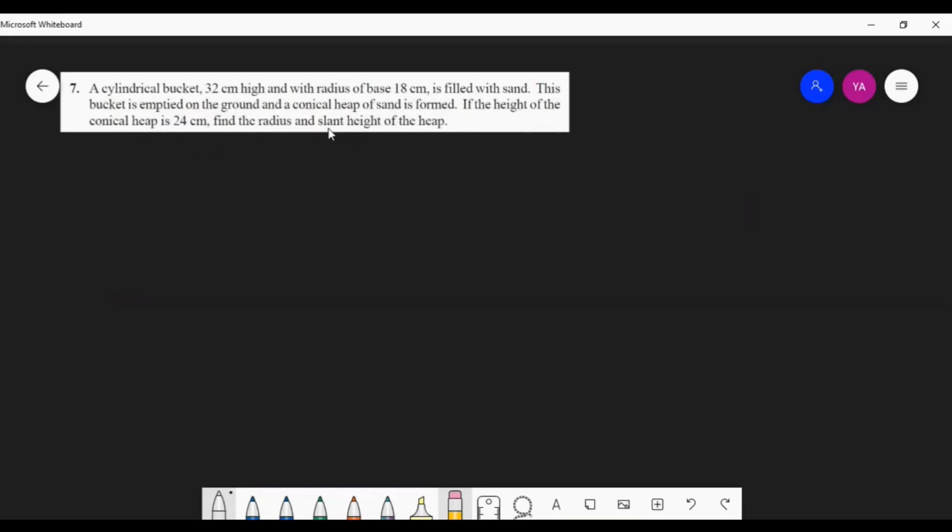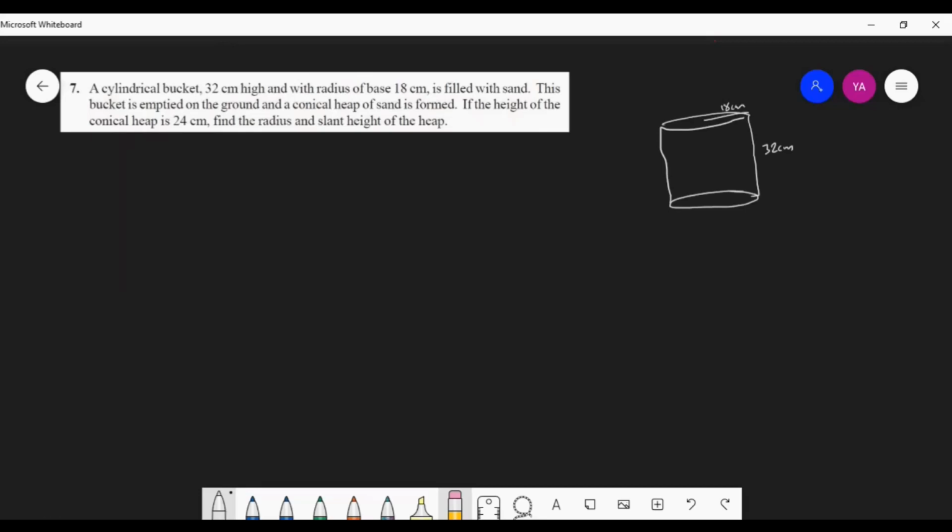Read the question very well, then draw some rough figures. It is told that a cylindrical bucket, a bucket in the shape of a cylinder, is full of sand. Its dimensions are given. So you can draw some figure like this. For this bucket, the height is given as 32 centimeter and the base radius is given as 18 centimeter. So we can mark here 18 centimeter. And this bucket is full of sand.